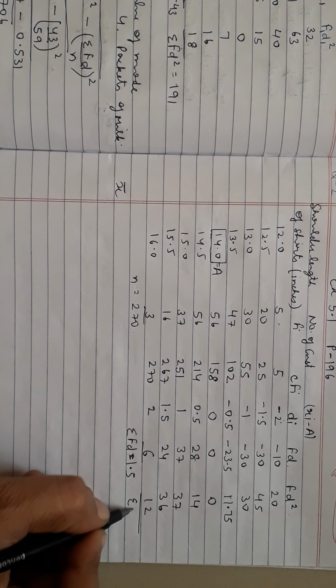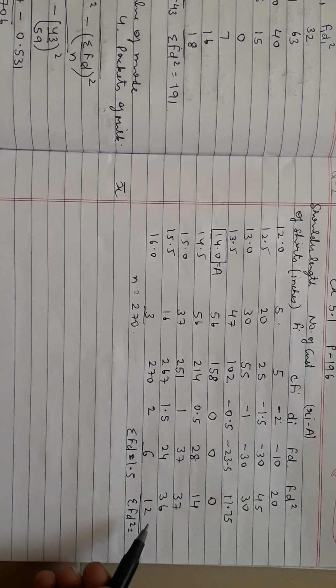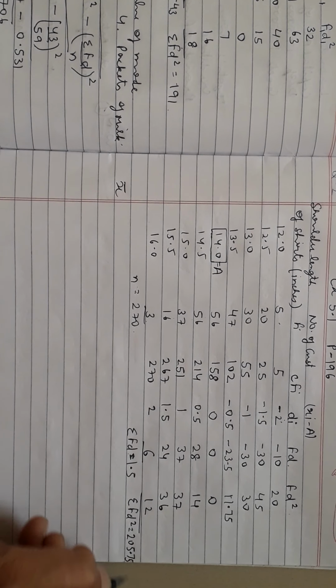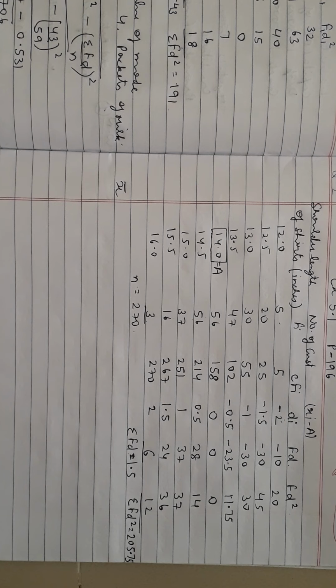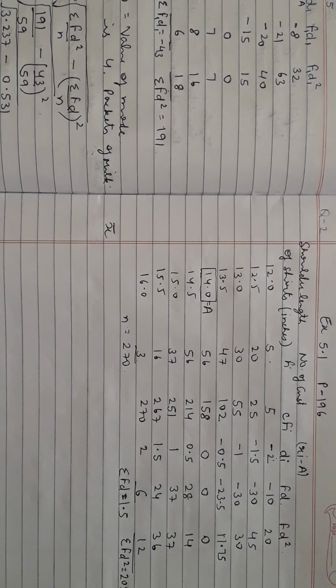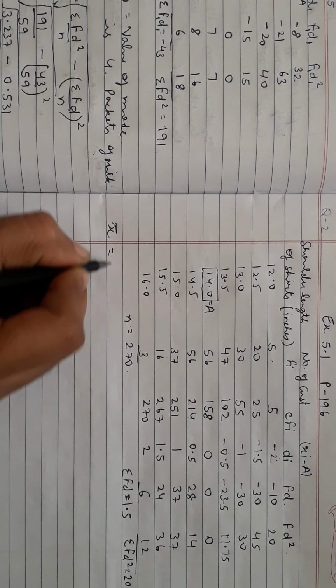So here sigma FD square will be, we make the total for this, that comes 205.75. So we have got the value for FD is 1.5, FD square is 205.75. Now you will start solving the sum. First thing we will find out is X bar. X bar is what? Formula will write.